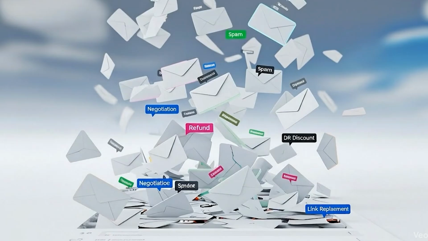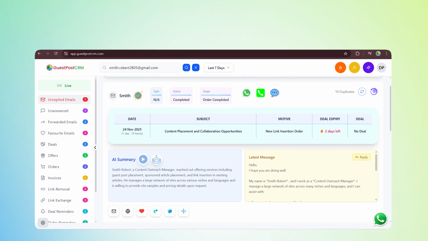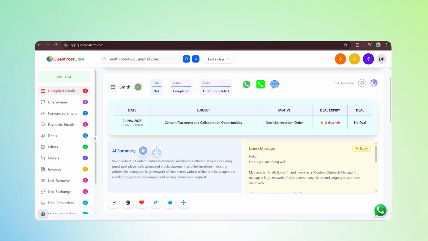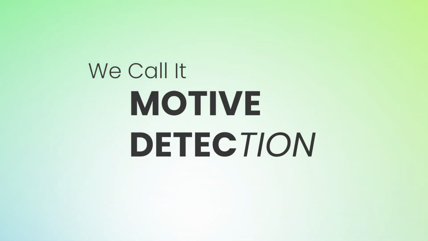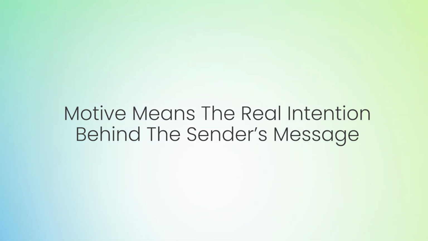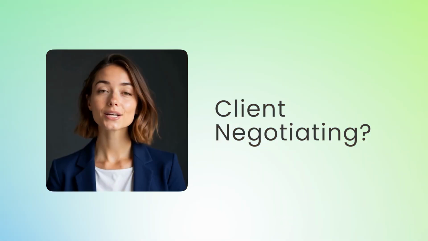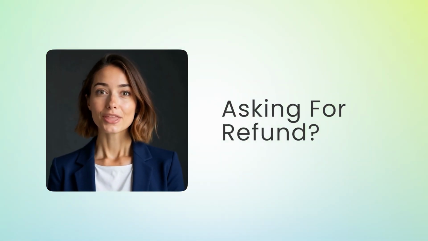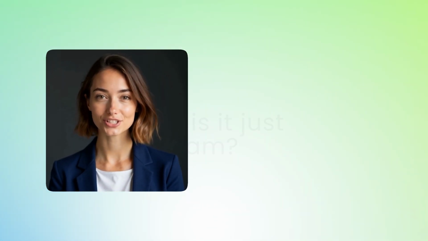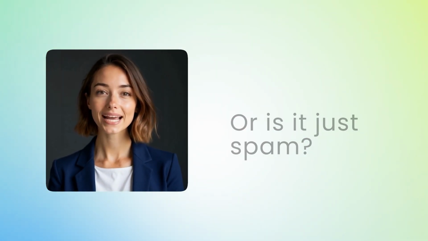In the guest post and link insertion business, hundreds of emails come daily, but every email has a different intention. Guest Post CRM identifies that intention instantly. We call it motive detection. Motive means the real intention behind the sender's message. Is the client negotiating, asking for a refund, wanting DR discounts, demanding link confirmation? Or is it just spam?